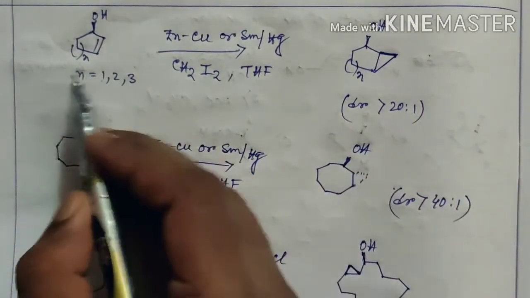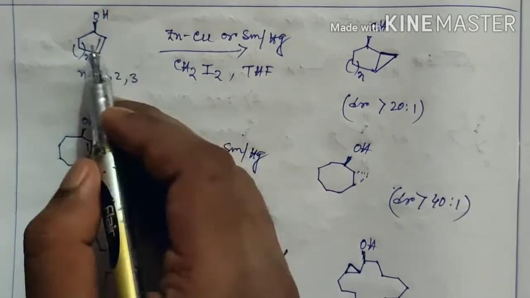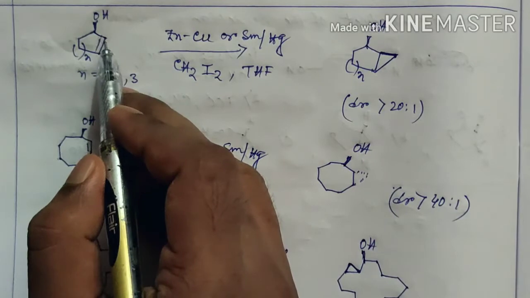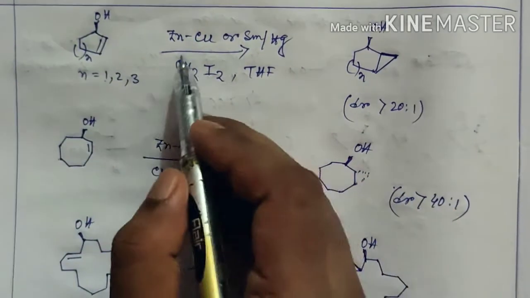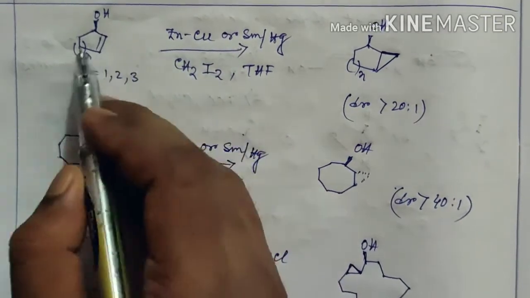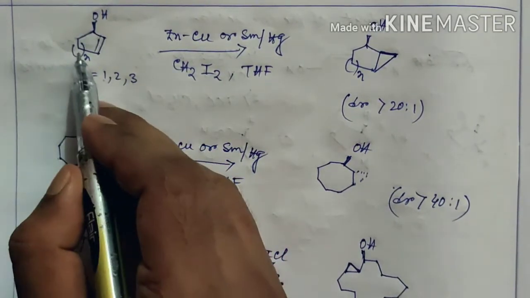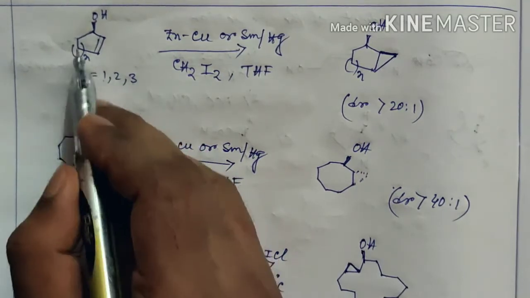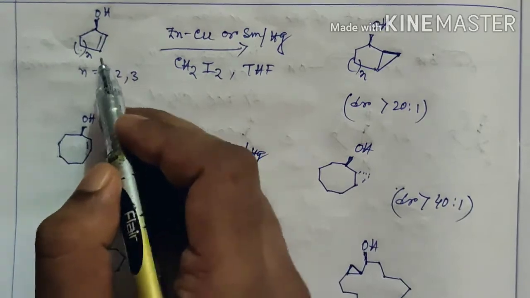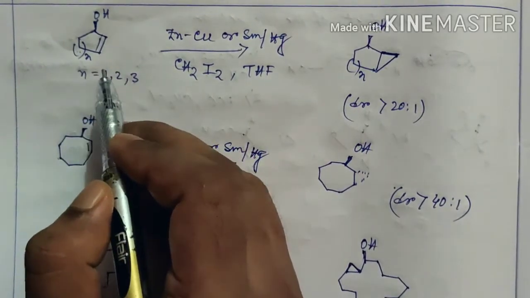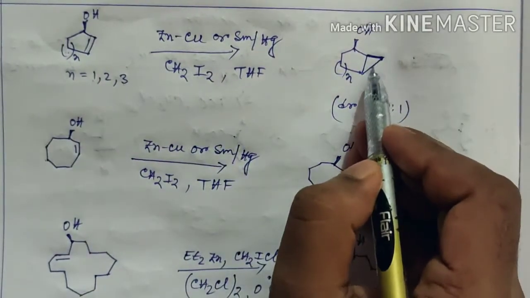As I have discussed previously, if there is one hydroxyl group, then the cyclopropanation will occur from the face in which the OH group resides, and this rule is applicable for 5, 6 and 7 member rings. That is, if n is 3, then it will be 3, 4, 5, 6, 7. For 5 to 7 member olefins, this rule applies that cyclopropanation will occur from the same face of OH.